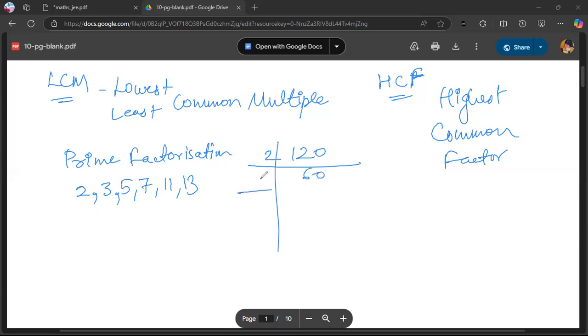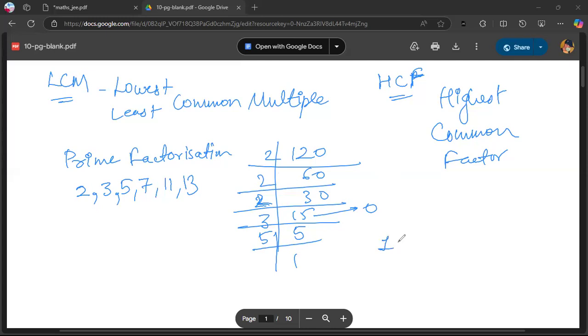Yes, 2 can divide it. Now can 2 divide it again or not? No, sir. Why? It's not a multiple of 2. This is an odd number. So whether 3 can divide it or not? Yes, sir. Now 3 cannot, 5 will. So this is the prime factorization.